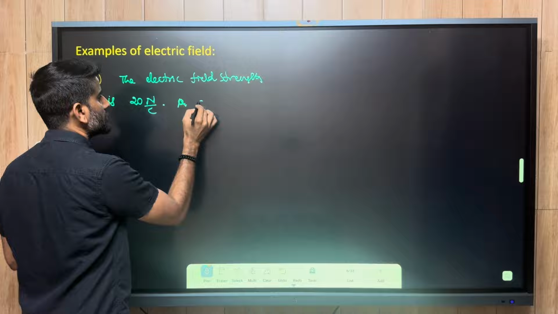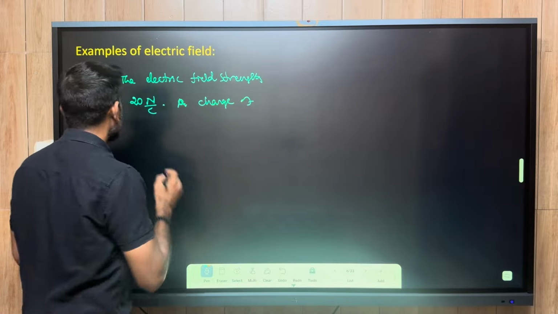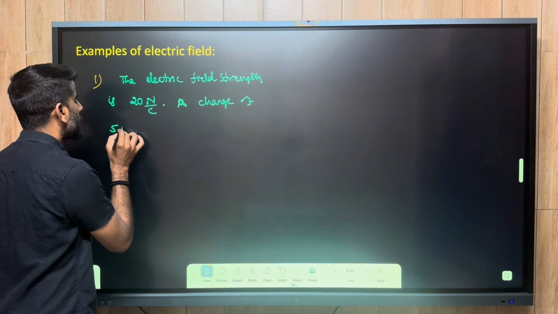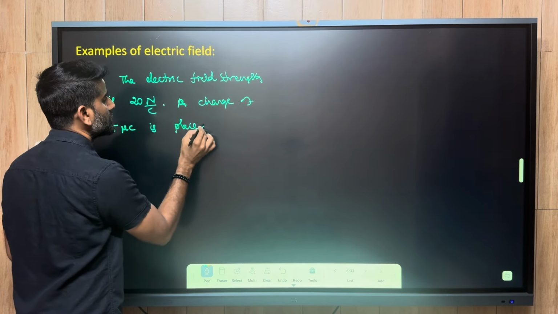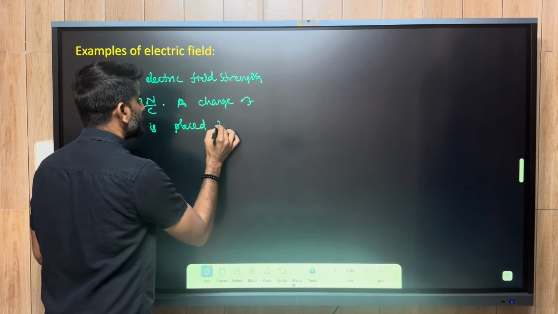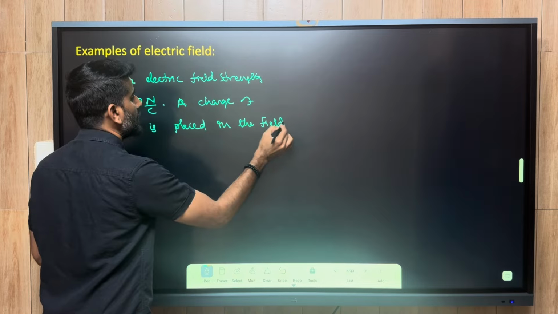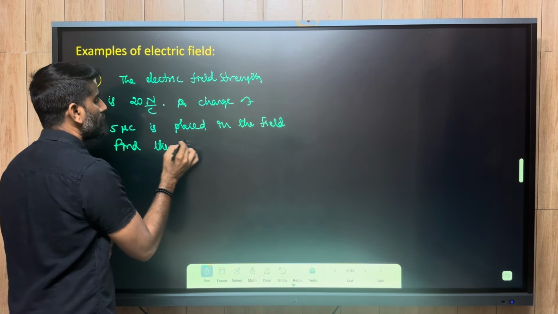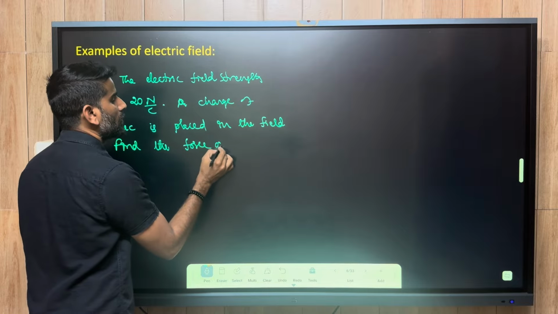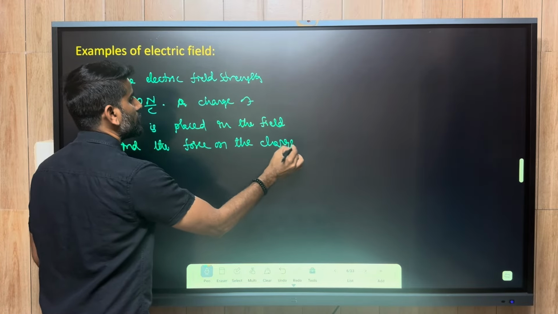A charge of 5 microcoulombs is placed in the field. Find the force on the charge.